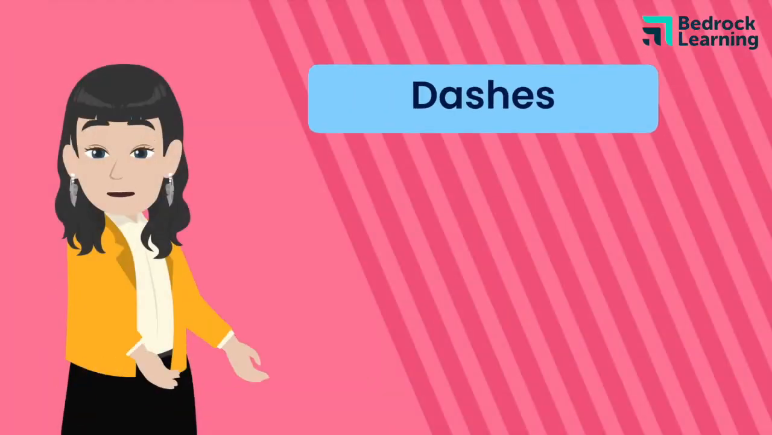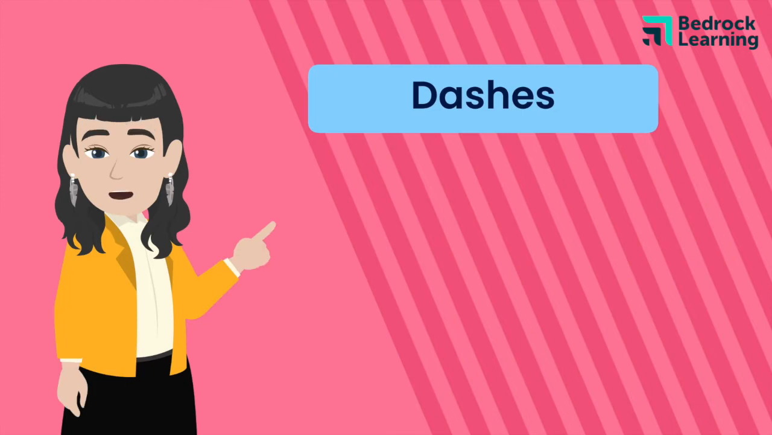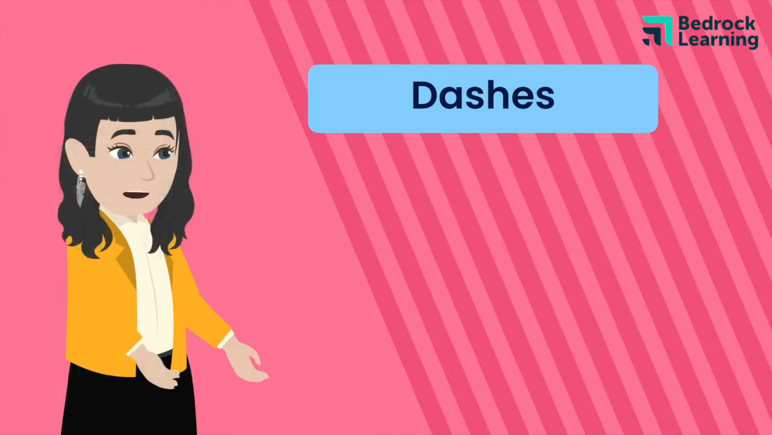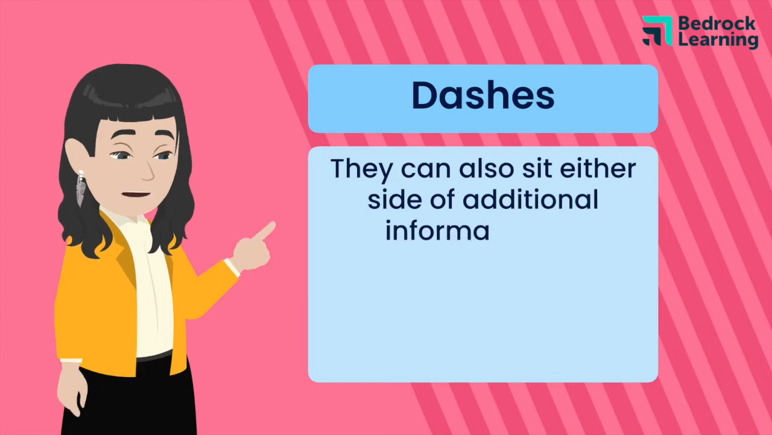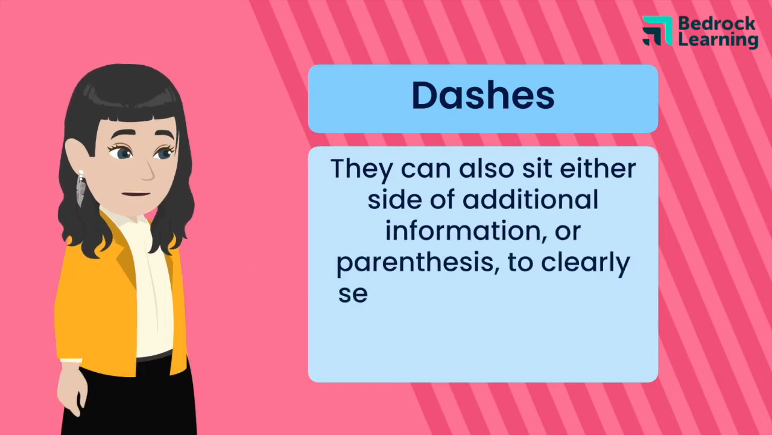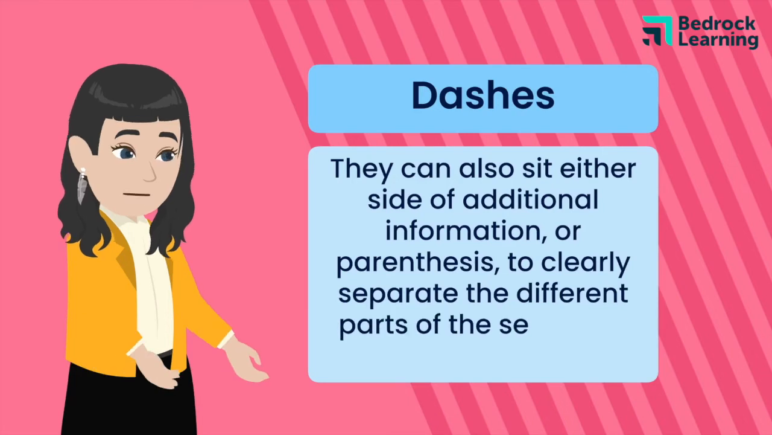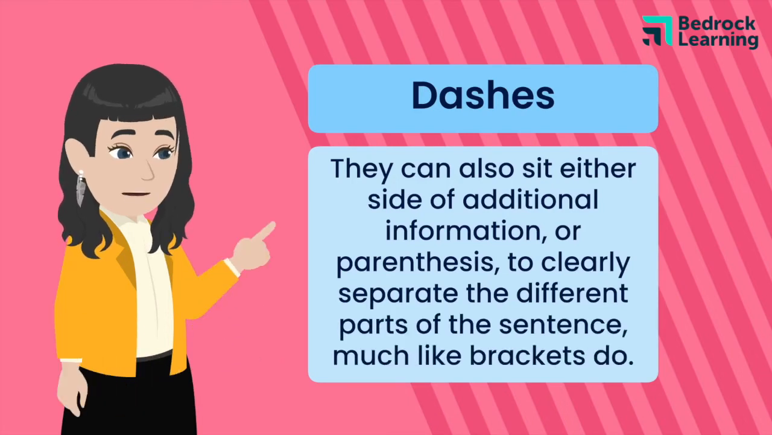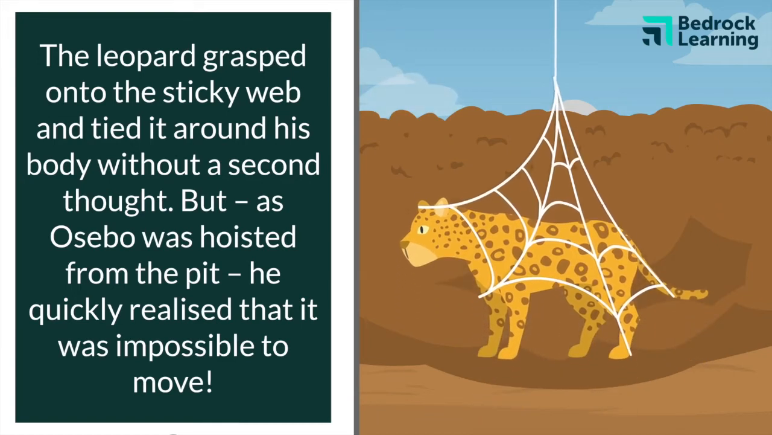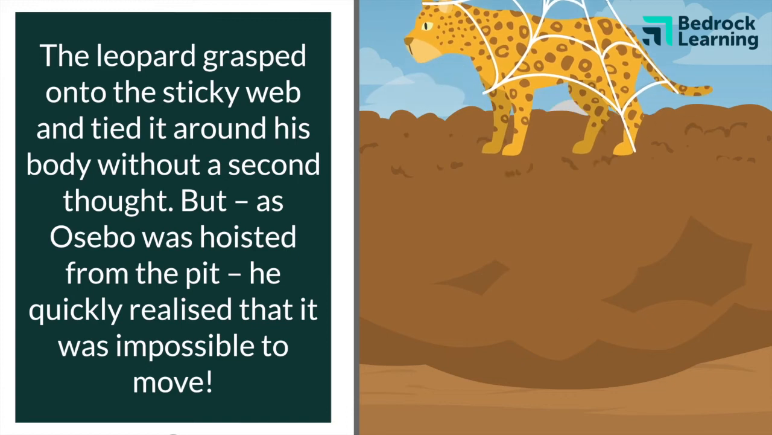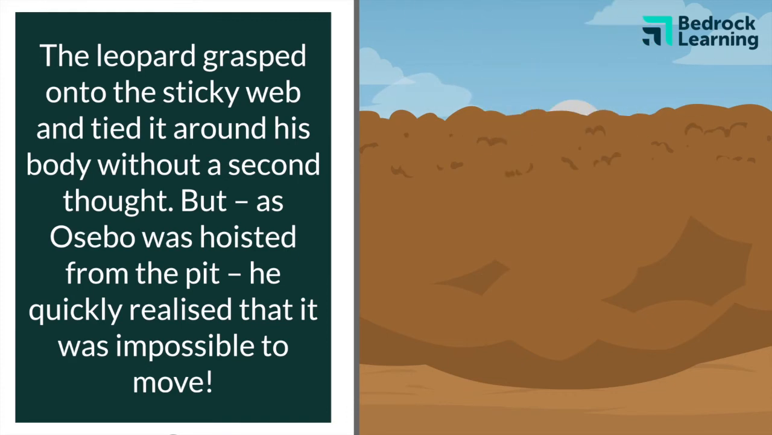So what about dashes? Why would we use them in our writing? Dashes can be used in two different ways. Firstly, we learned that they can also sit either side of additional information, or parenthesis, to clearly separate the different parts of the sentence, much like brackets do. The leopard grasped onto the sticky web and tied it around his body without a second thought. But, as Osebo was hoisted from the pit, he quickly realized that it was impossible to move.